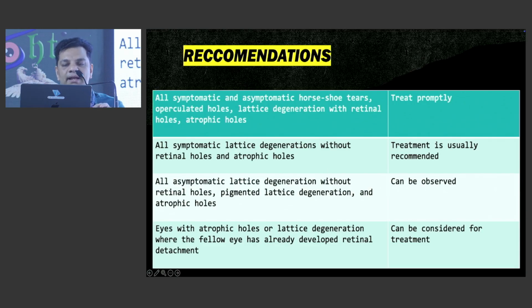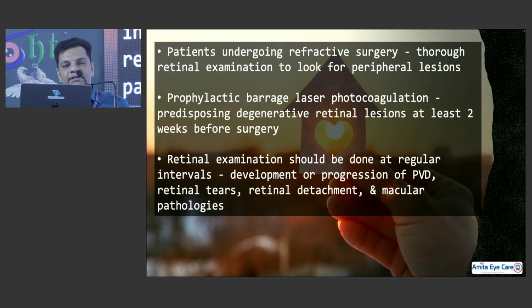And all asymptomatic lattice can be observed. And eyes with atrophic holes or lattice, where the fellow eye has already developed an RD or where there is a family history of a retinal detachment, have to be treated. So they can be considered for treatment. So always ask about family history and one-eyed status, a fellow eye having a retinal detachment. All this you need to consider before treating these peripheral degenerations.